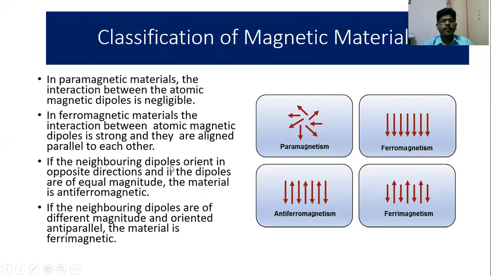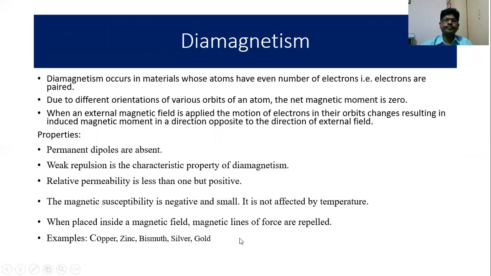Now, if the neighboring dipoles orient in opposite directions and if the dipoles are of equal magnitude, the material is antiferromagnetic. Equal in magnitude but opposite in direction, as you see in this diagram. If the neighboring dipoles are of different magnitude and orient antiparallel, the material is ferrimagnetic. So they are antiparallel, but the magnitudes are not the same. So this gives you a clear picture of paramagnetic, ferromagnetic, antiferromagnetic, and ferrimagnetic materials.